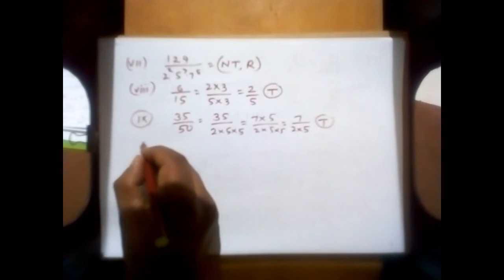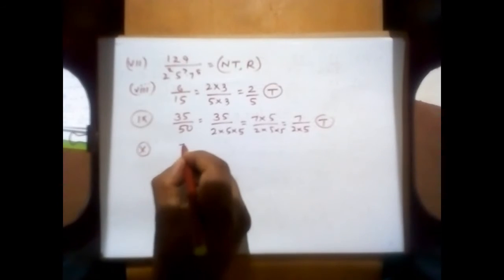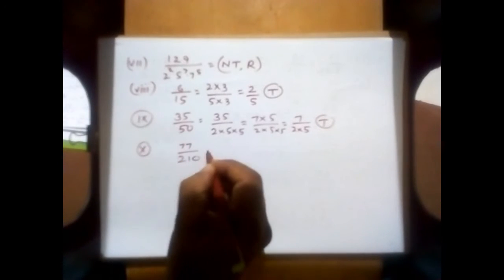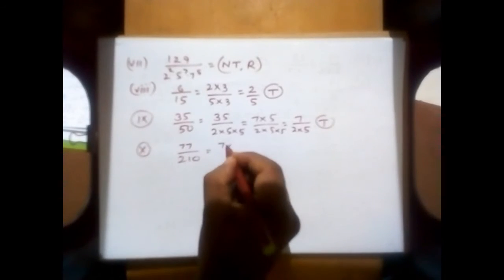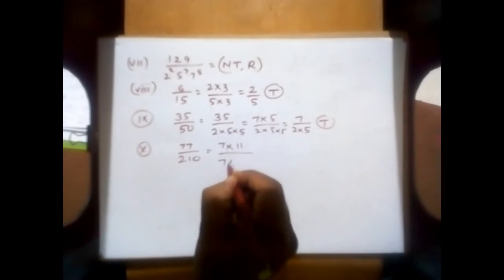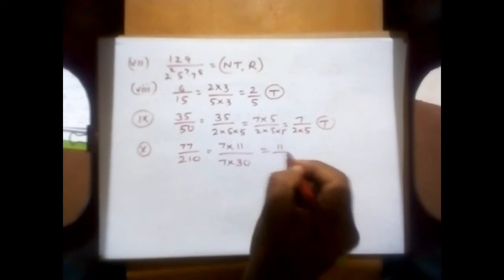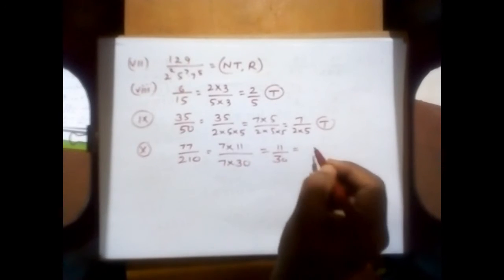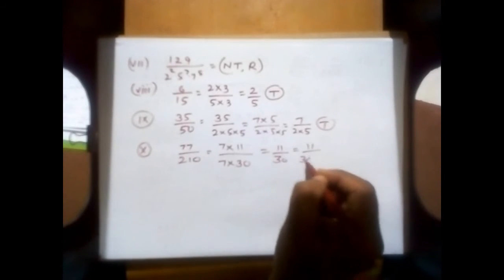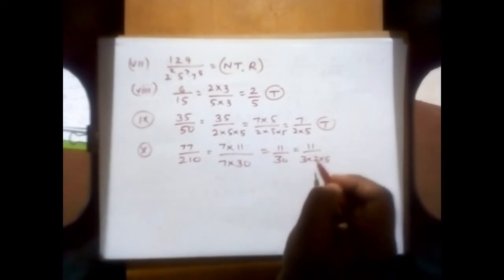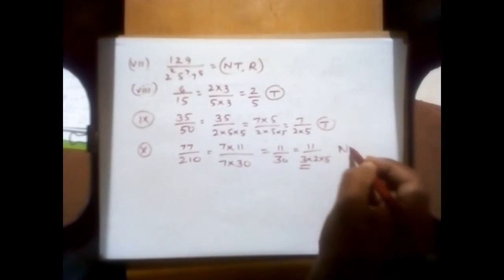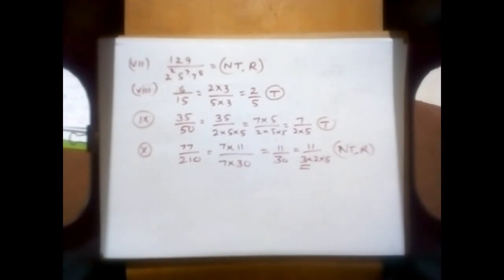Now 10th question. 77 divided by 210 is equal to 7 into 11 divided by 7 into 30. So 7 is getting cancelled here. We are getting 11 by 30. So this is equal to 11 divided by 3 into 2 into 5. 2 raised to n into 5 raised to m is there, but one extra fellow is here, 3. So here it is non-terminating but recurring as per theorem 1.7.